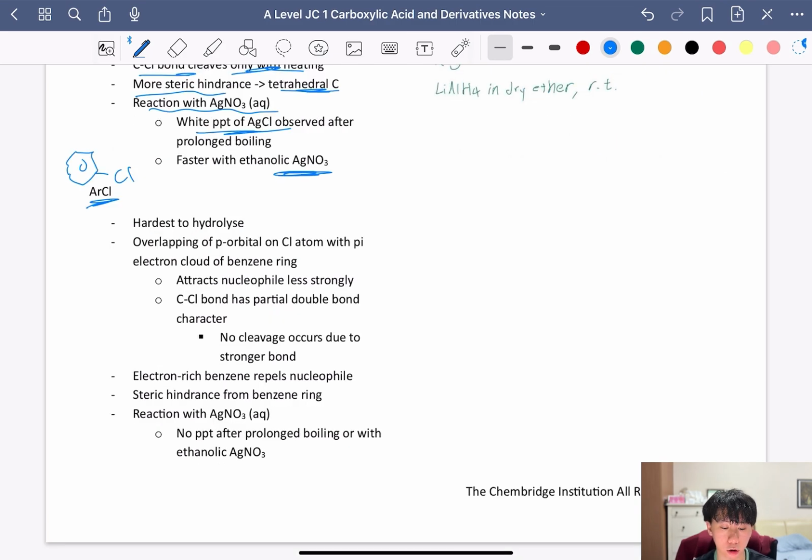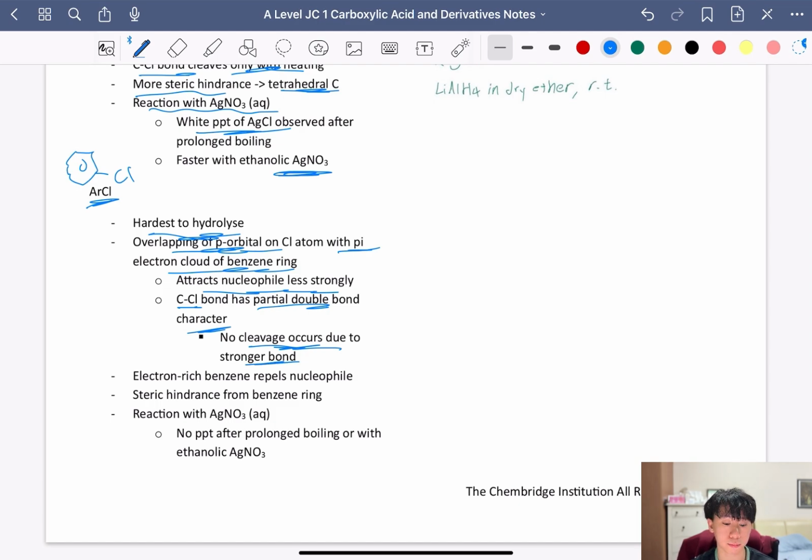Now onto your aryl chloride. So this is the hardest to hydrolyze. And this is because the lone pair in your chlorine is going to delocalize into the benzene ring. There's overlapping of this p orbital for this lone pair. And because of this, you will attract a nucleophile less strongly as well. And your C-Cl bond will have a partial double bond character as well. Kind of similar to how your phenols can also not undergo nucleophilic substitution as well. And thus, there wouldn't be a cleavage because the C-Cl bond is like a 1.5 bond.